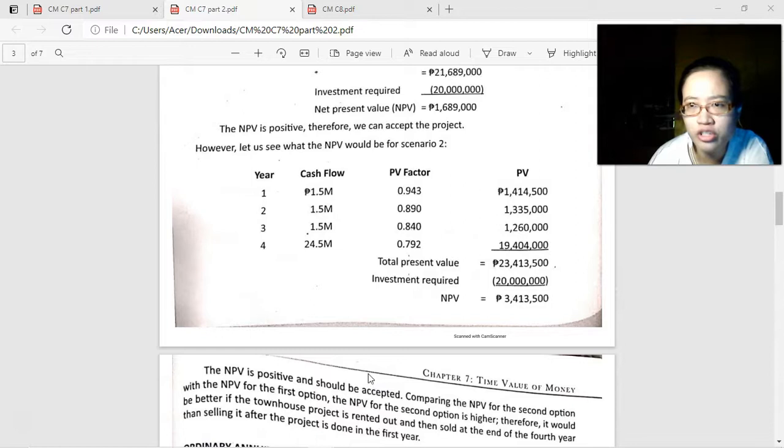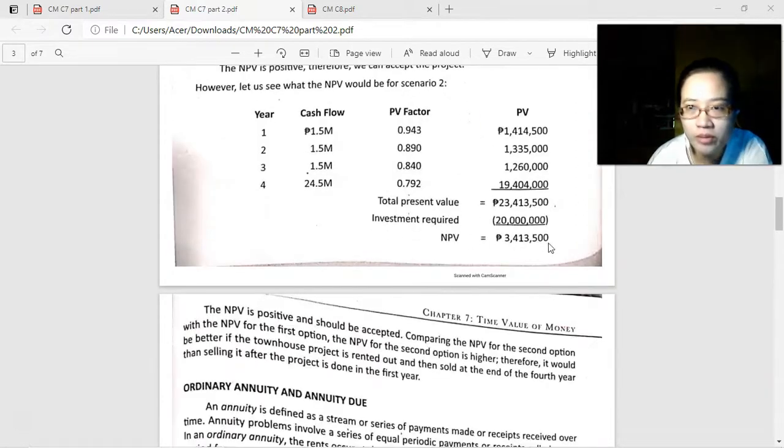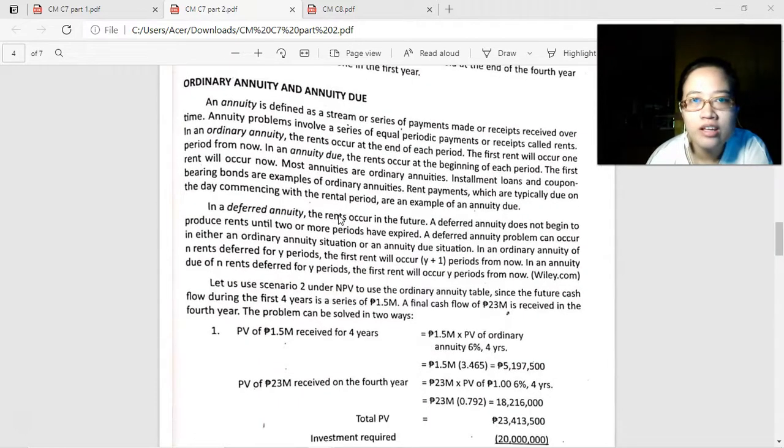Pero kung urgently needed mo na, edi ito na lang. Okay, pero kung makapaghintay ka, edi syempre, ito tayo. Alright? Ordinary annuity and annuity due naman.